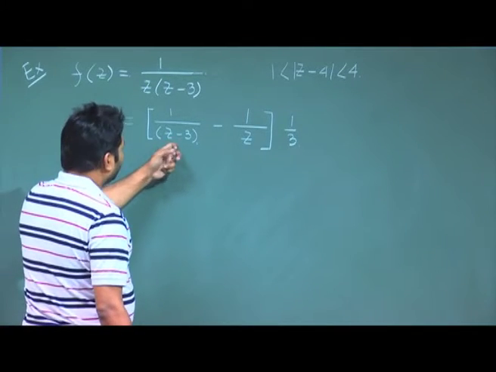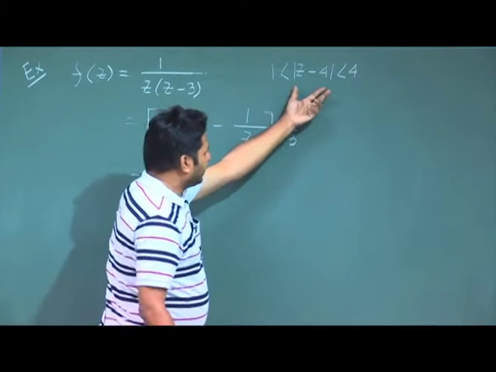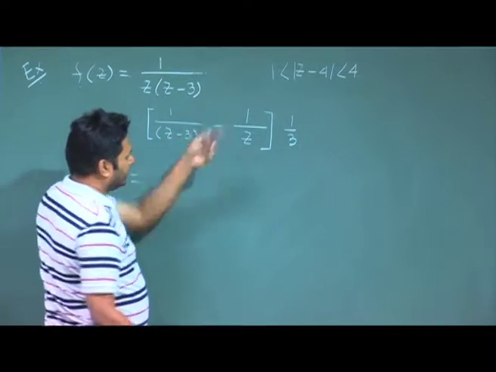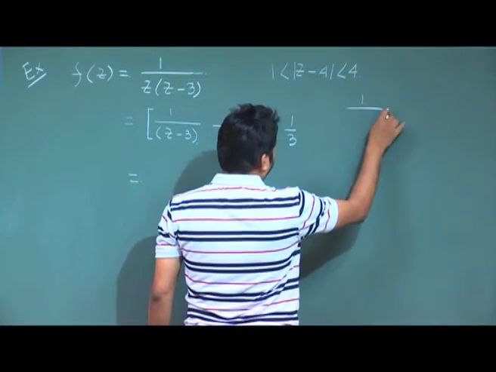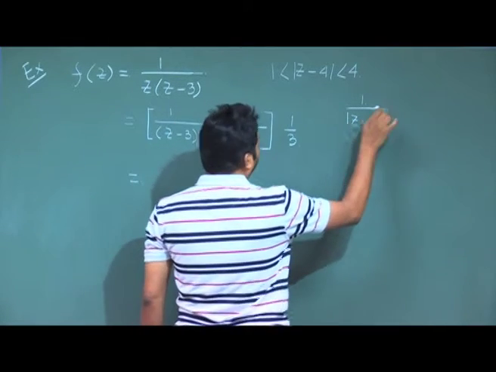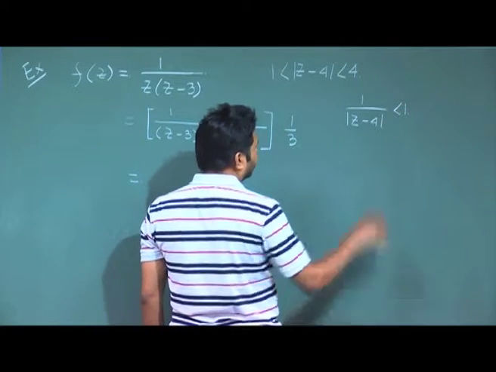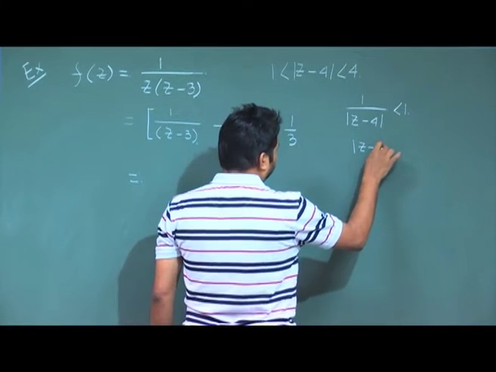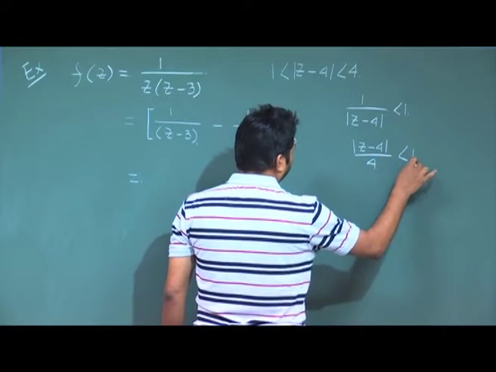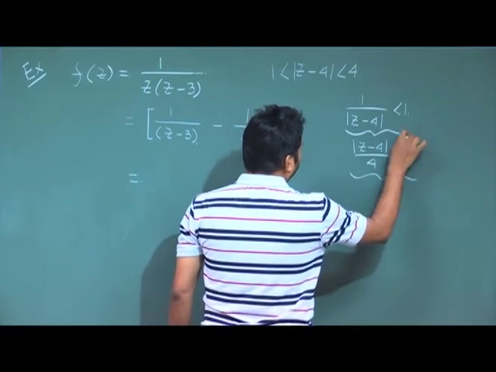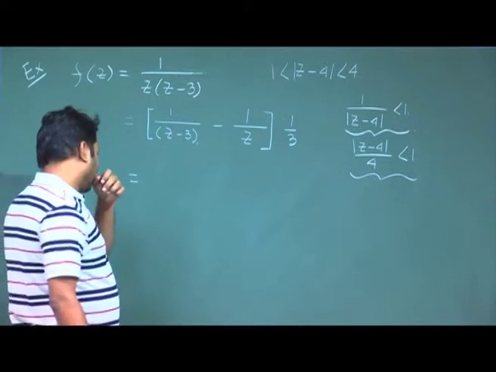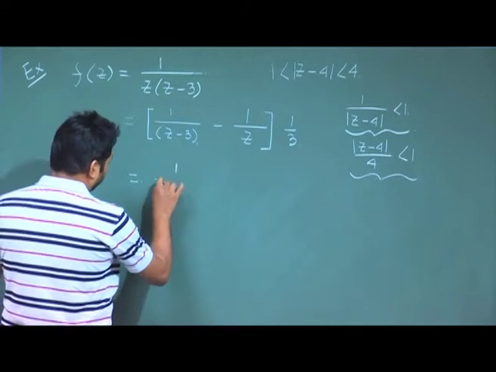Now, I need to make my problem in such a way that I can have this z minus 4 term. Here, the restriction suggests that 1 divided by (z minus 4) is less than 1, that is one condition, and another condition is this quantity divided by 4 is less than 1 as well. So, I need to use these two conditions and then expand this. That is the trick to solve this kind of problem.